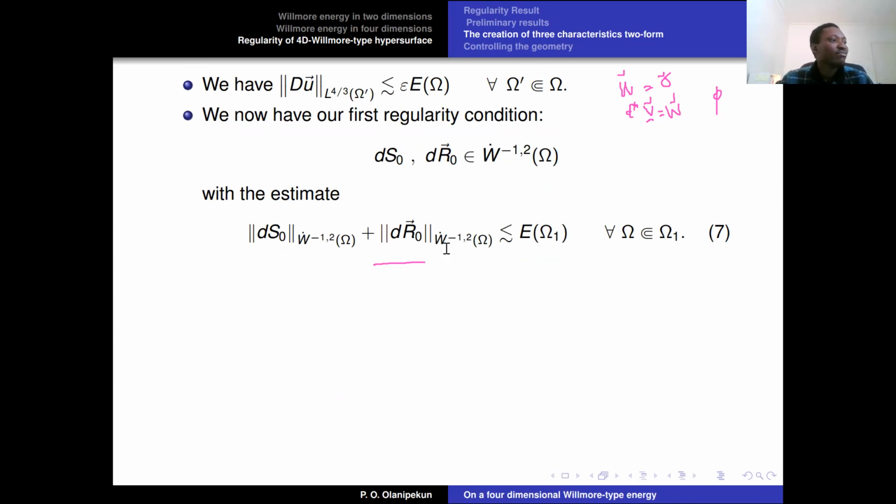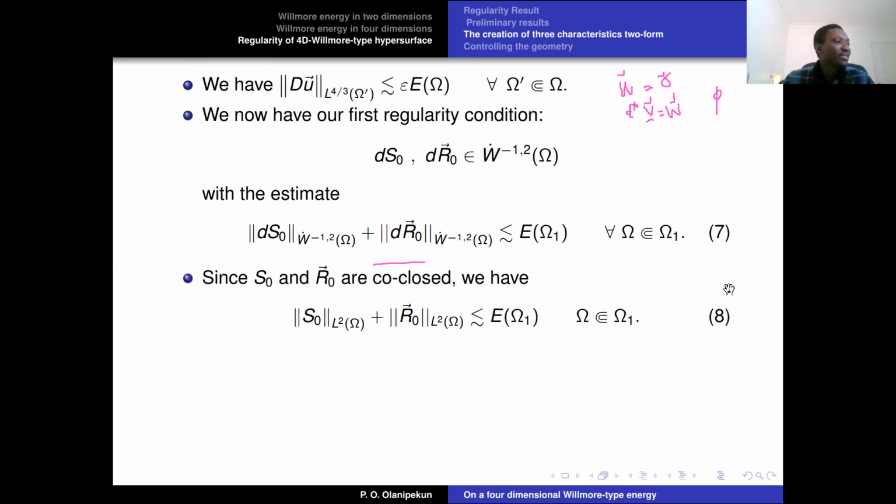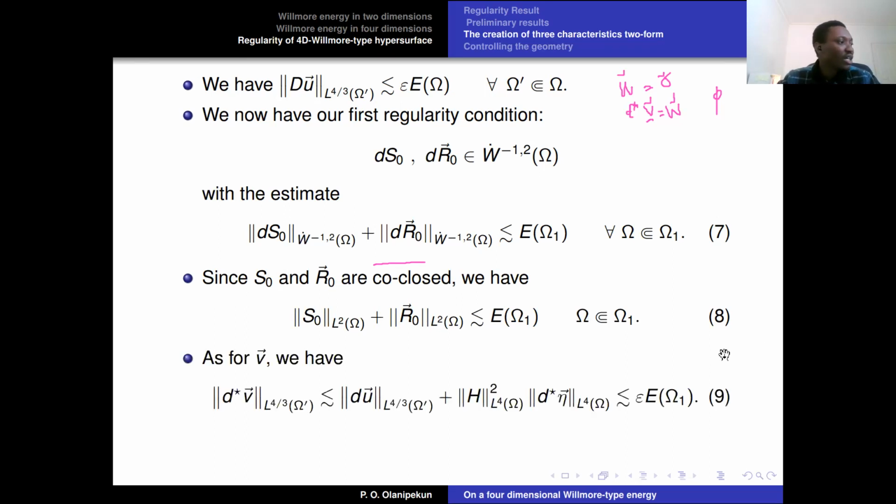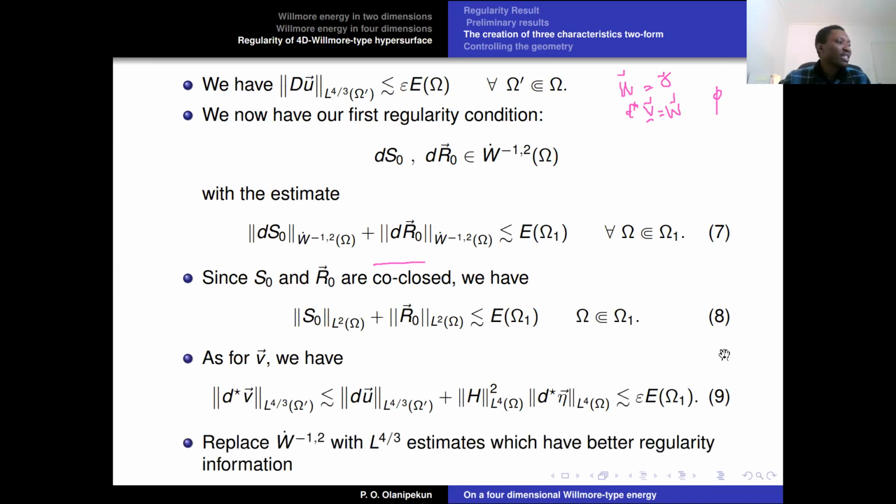With this we estimate W minus 1, 2. But then we also have this one: S naught is in L2, because S naught and R naught are co-closed. So they're also in L2, and then we have this estimate as well. So V is bounded this way.